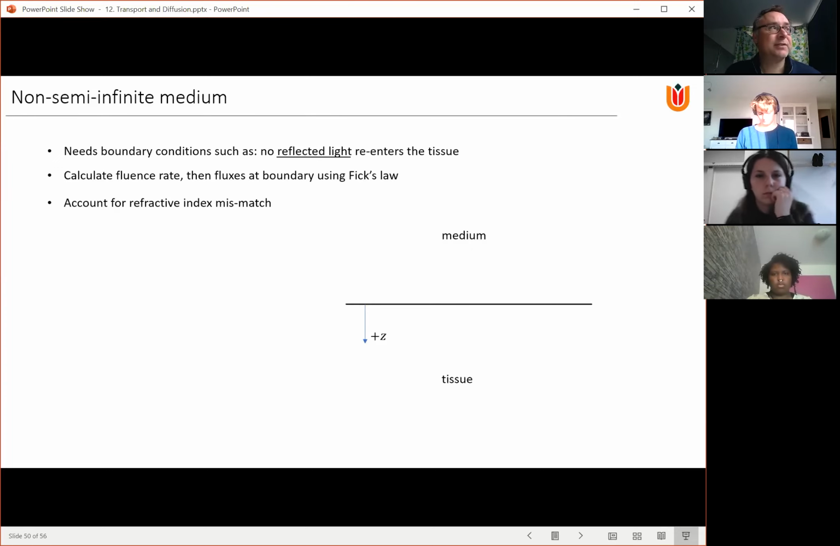If you adhere to that, then you can actually calculate the fluence rate. You can calculate fluxes at the boundary using Fick's law. If you have the fluence rate, you can apply Fick's law and calculate the flux at the boundary. If you have a flux at the boundary, you can calculate reflectance. So you can calculate something that you could actually measure. And if you want to make it really complicated, then you can even account for the media on both sides of the boundary having different refractive indices.